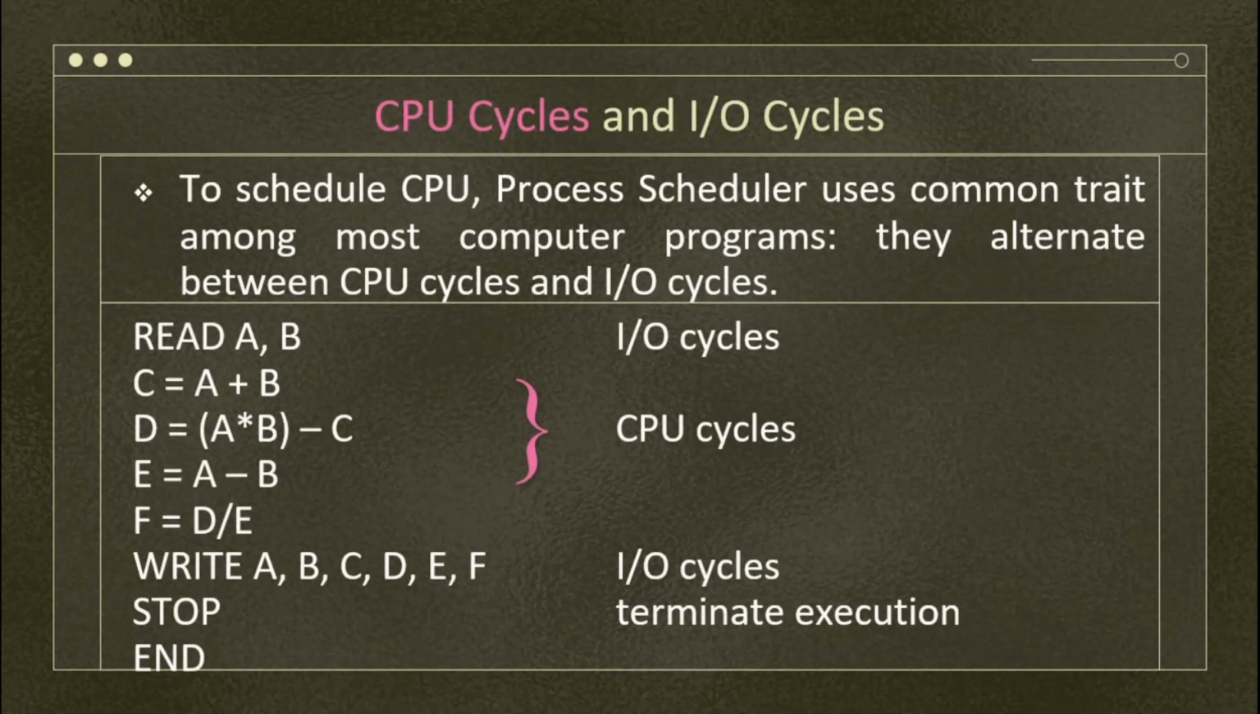CPU cycles and input-output cycles. To schedule the CPU, the process scheduler uses a common trait among most computer programs. They alternate between CPU cycles and input-output cycles.